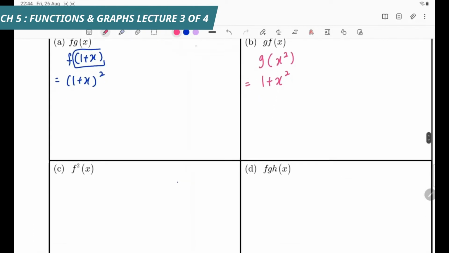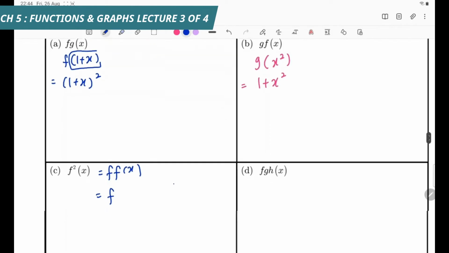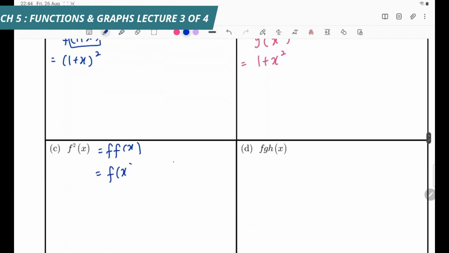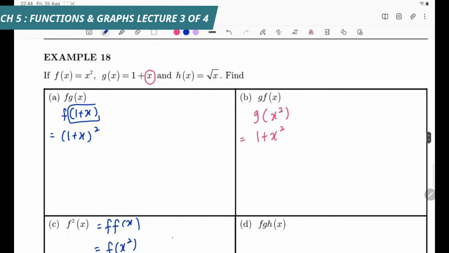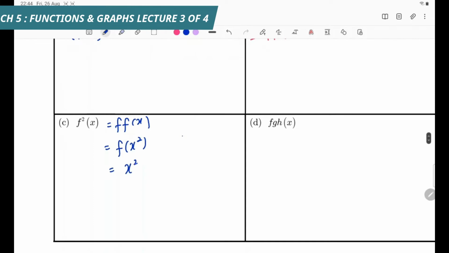C, f squared of x means f of f of x. Substitute f into f. So since our f(x) is x squared, it's going to be x squared and then another square outside. So x to the power of 4.